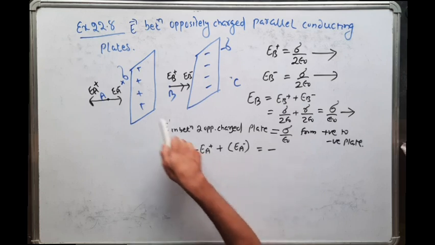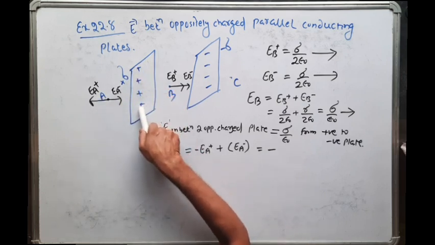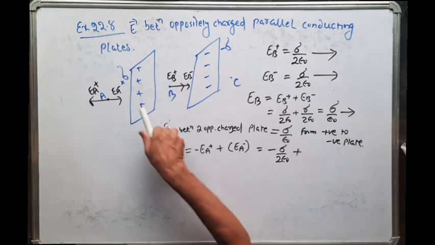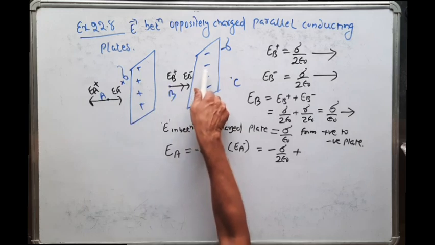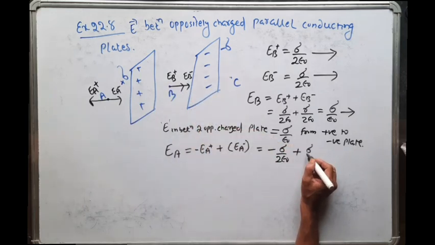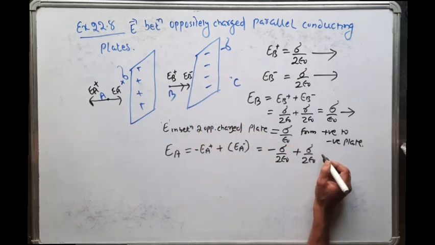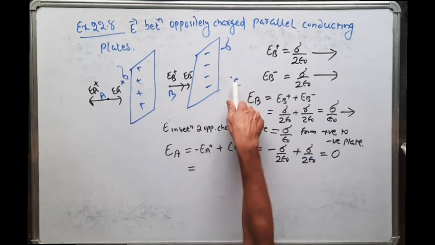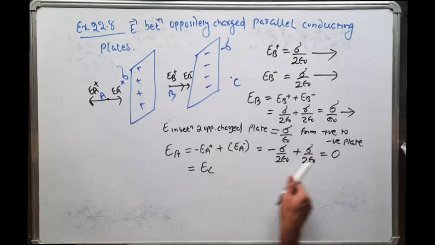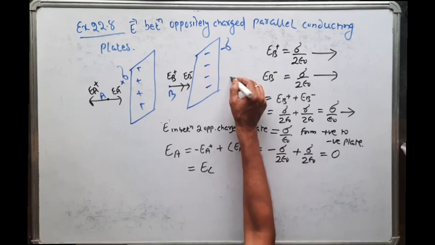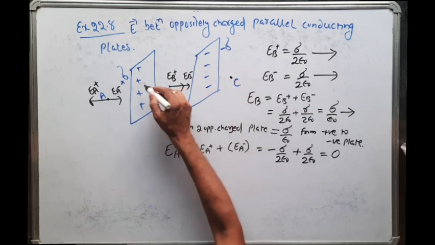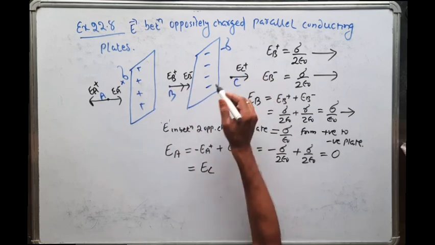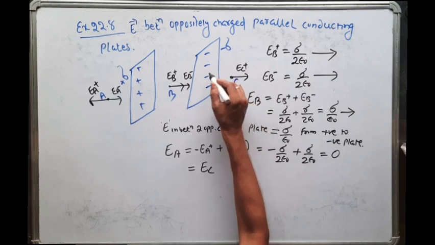But what is the value of EA plus due to the positive charged plate? According to Gauss law, it is sigma upon 2 epsilon naught, plus what is the electric field intensity at A due to the negative plate? It is also sigma by 2 epsilon naught. Okay. So if you add this, you will get 0. Similarly, the electric field intensity at point C is also 0, because for point C, what is the electric field intensity due to the positive plate? This is the direction, so this is EC plus. And what is the electric field intensity at C due to the negative plate?